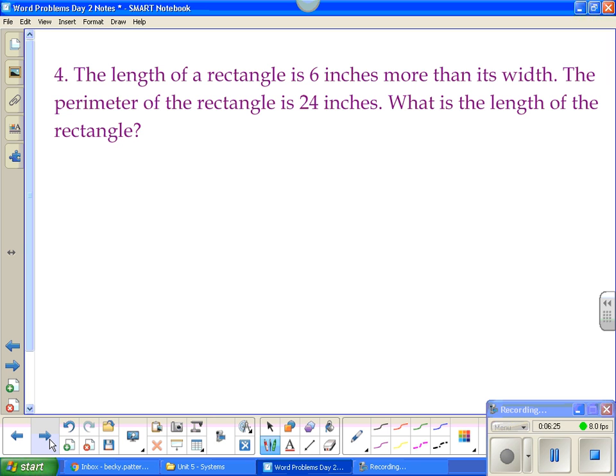Okay, so let's try another one like that. Number 4. The length of a rectangle is 6 inches more than its width. The perimeter of the rectangle is 24 inches. What is the length of the rectangle? So the length of the rectangle is 6 inches more than the width. The perimeter, that's 2 lengths plus 2 widths, is 24.